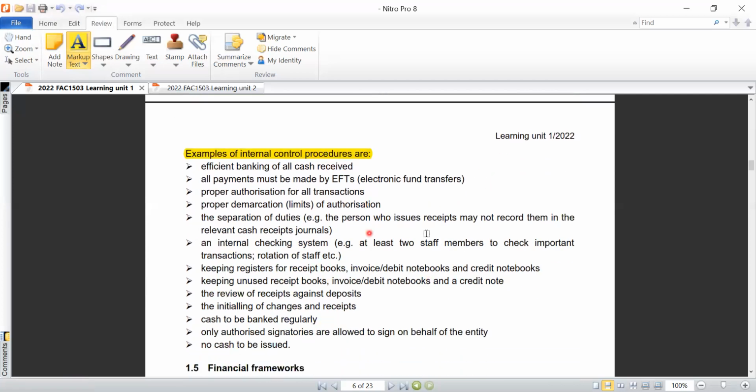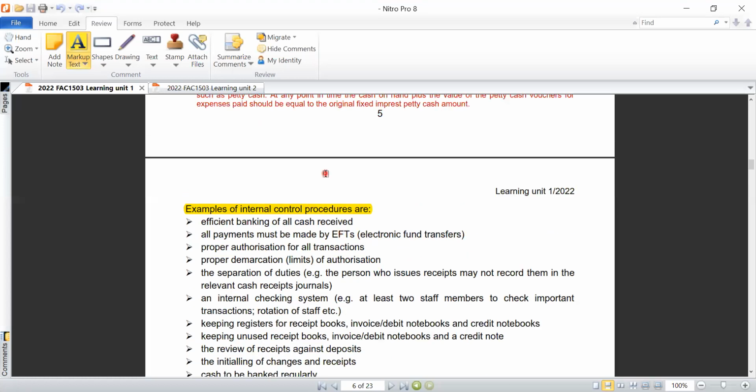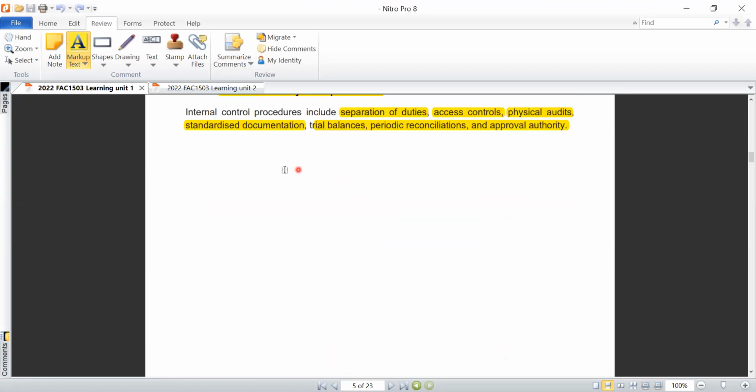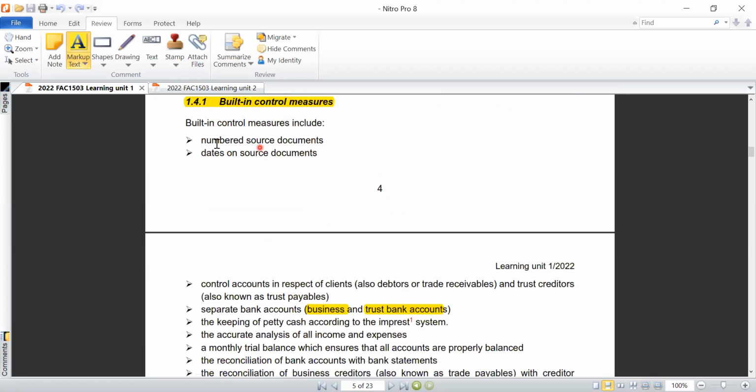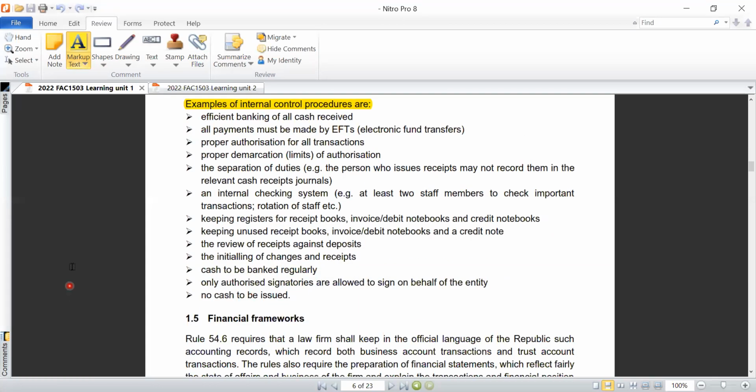Perfect. So these are the typical examples of internal control procedures, right? Efficient banking of all cash, all payments must be made by EFTs, proper authorization for all transactions. These are like policies, in simple terms. So notice they can ask a question in the MCQ where they are talking about built-in control measures. Then they give you a combination maybe of these first two, and then they bring in other items from there. So you already know that, no, there's a problem there. It cannot be a built-in control measure, right?